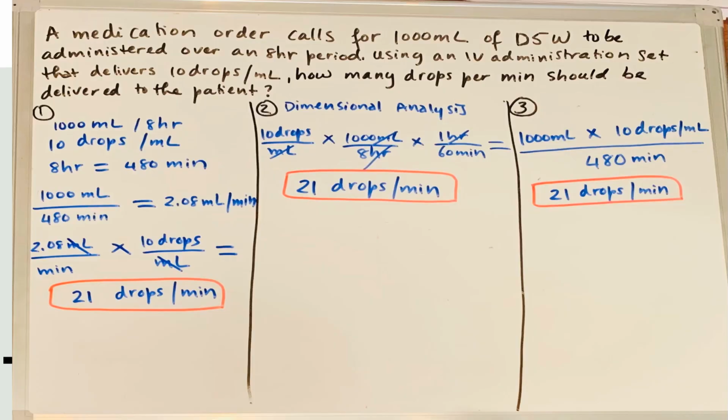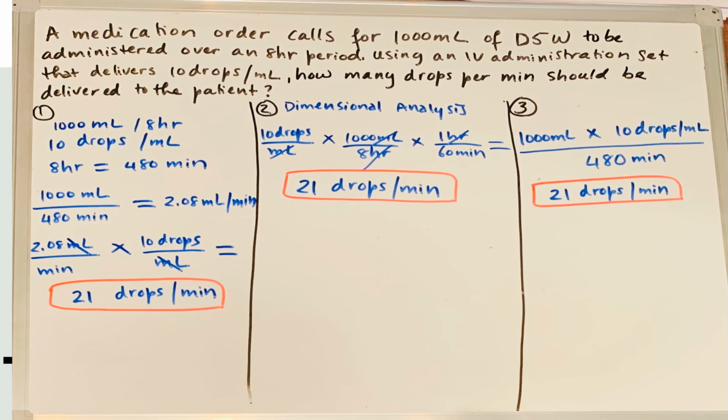Let's look at this problem. A medication order calls for 1000 ml of D5W to be administered over an 8-hour period. Using an IV administration set that delivers 10 drops per ml, how many drops per minute should be delivered to the patient? Okay, so for this problem, I'll show you 3 different ways to solve it.